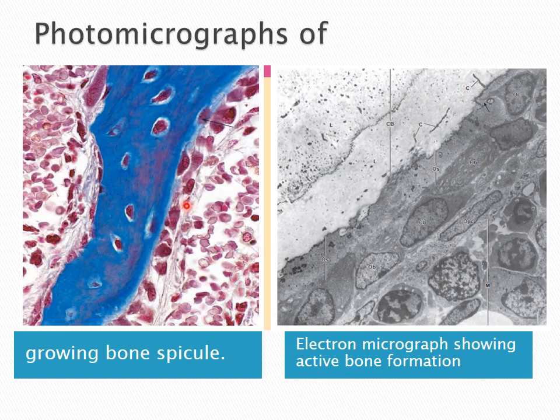So this is a photomicrograph showing you the growing bone spicule, and this is an electron micrograph showing you the active bone formation, the osteoblast cells, the osteocyte cells, and these are the different types of the cells.